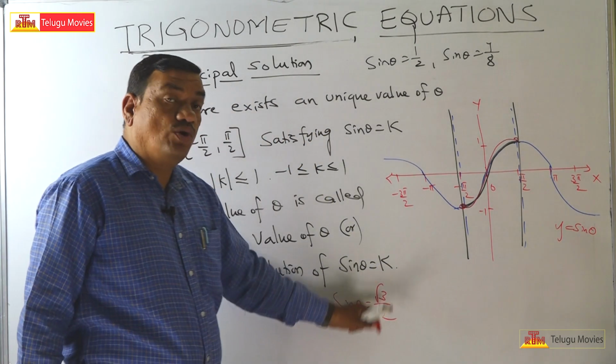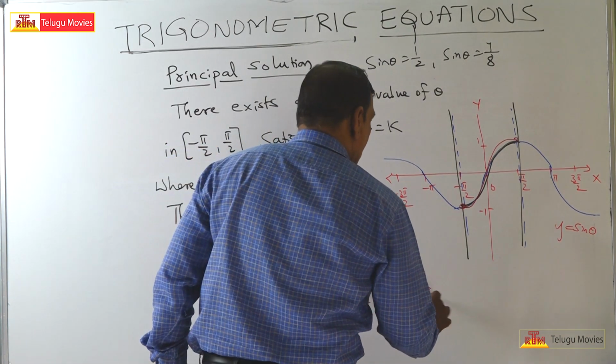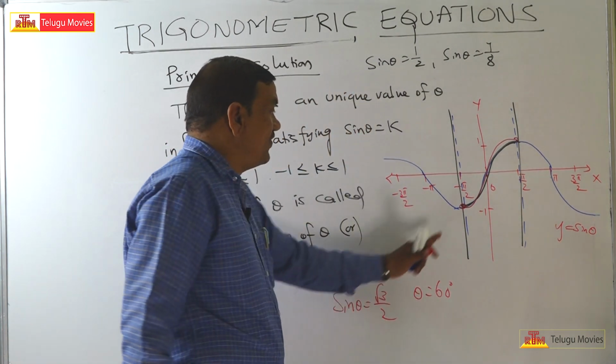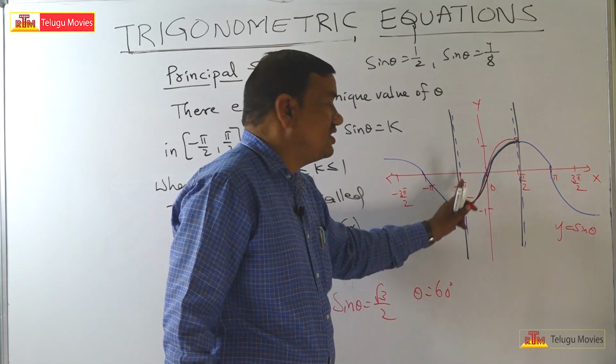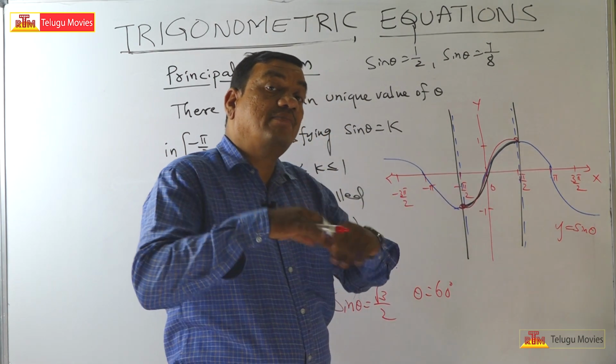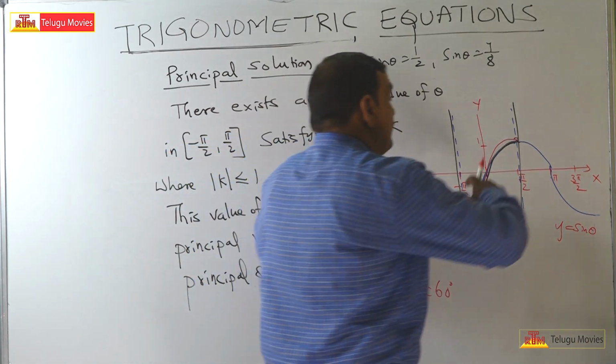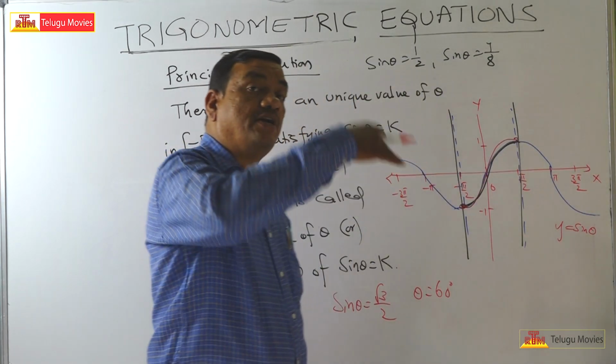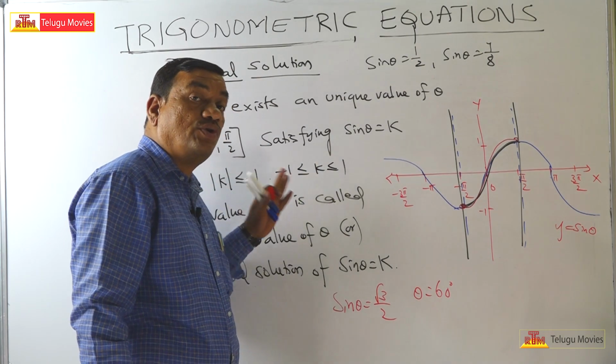So sin theta is equal to root 3 by 2 means what? Theta is equal to how much? 60 degrees. Definitely this 60 degrees lies between minus pi by 2 to plus pi by 2, and the remaining solutions will come from out of that, from pi by 2 to the right side, minus pi by 2 to the left side.